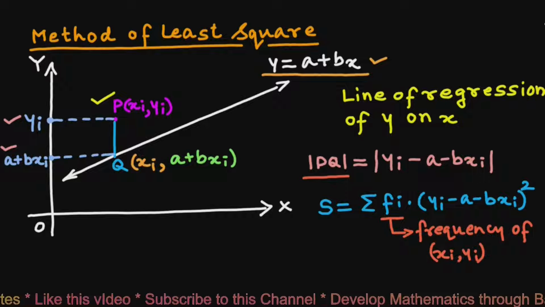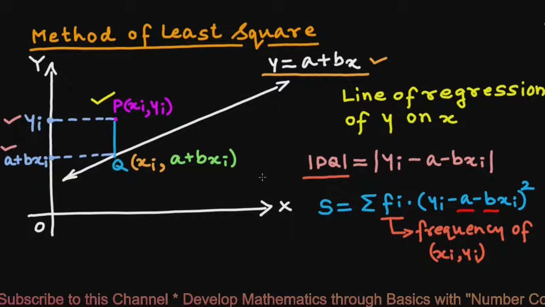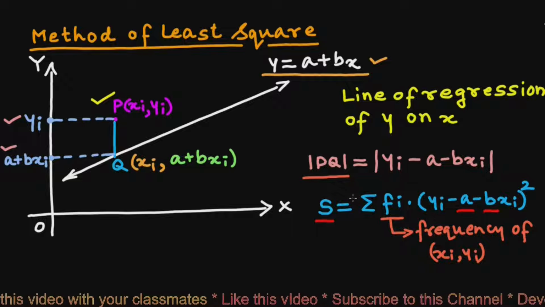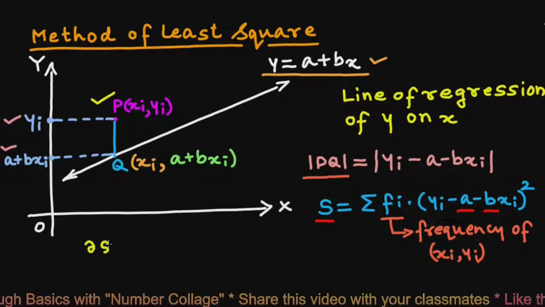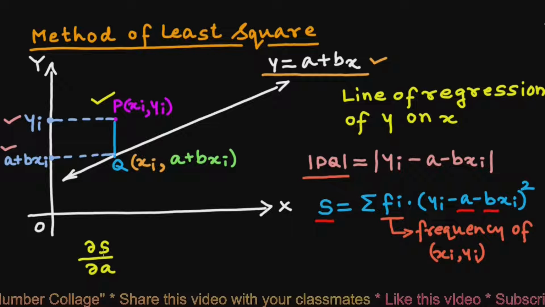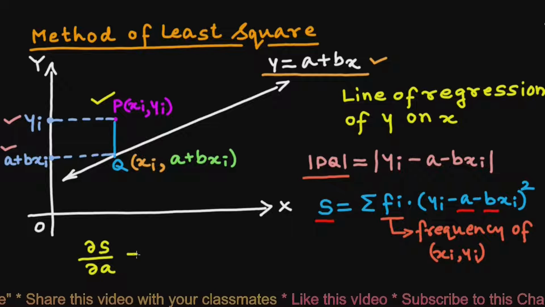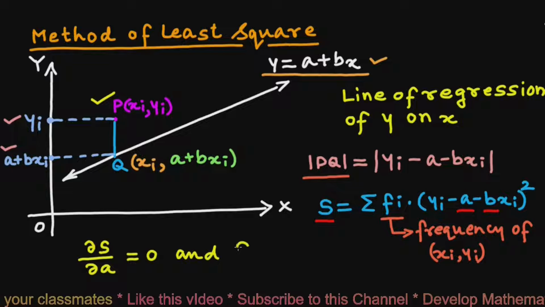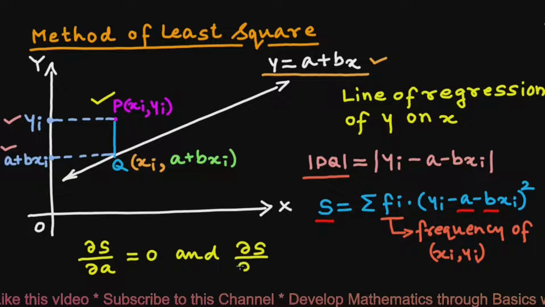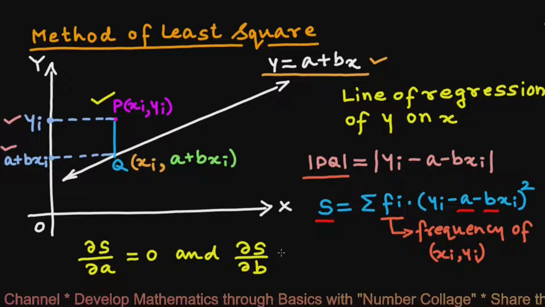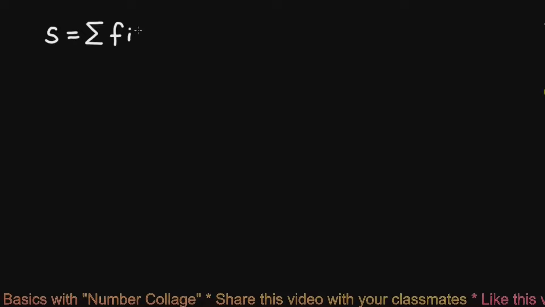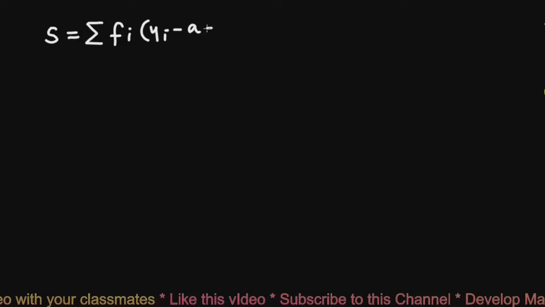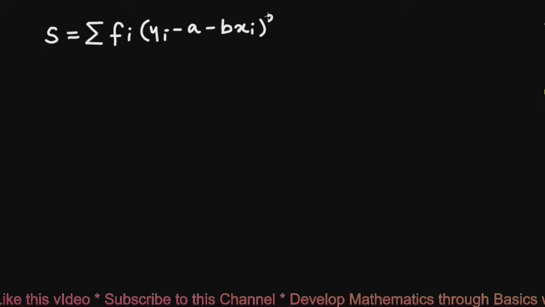Now we have to find a and b such that s is minimum, and the conditions for its minima are partial derivative of s with respect to a, ∂s/∂a equals 0, and partial derivative of s with respect to b, ∂s/∂b equals 0. Now we have s is equal to summation fi into (yi minus a minus bxi) whole square.